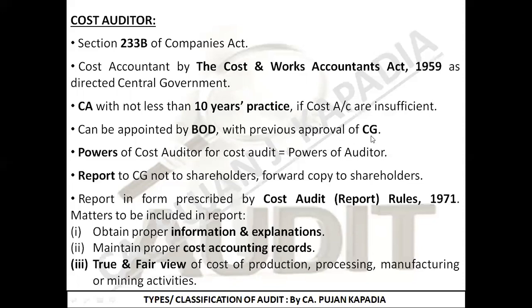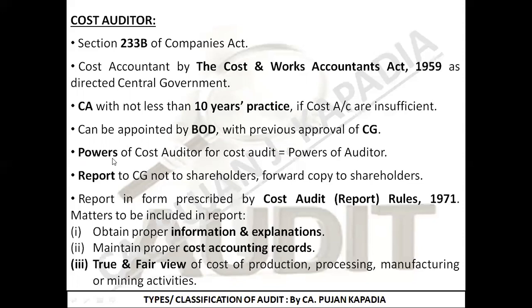So you can say, who is the parent body governing the cost audit? The answer is going to be central government. So basically, the appointment is done by the board of directors, that is the management of the company, but with the previous approval, that is the previous sanction, of the central government. CG stands for central government. Next point comes, what are the powers of the cost auditor?